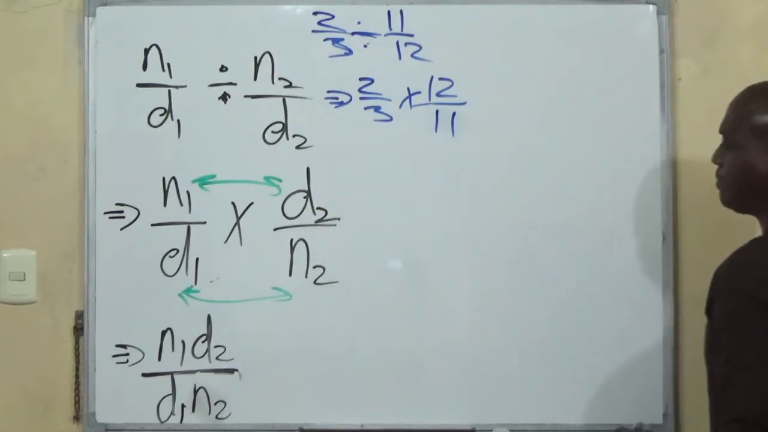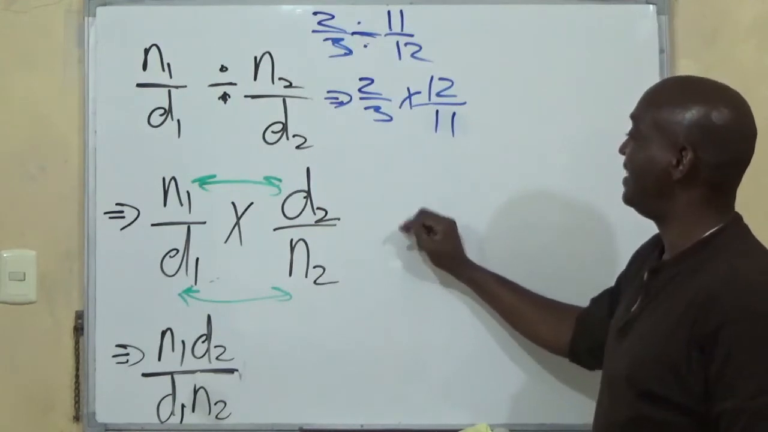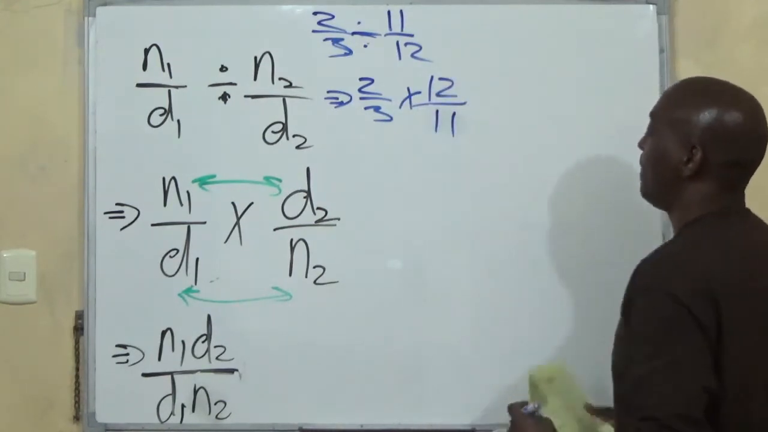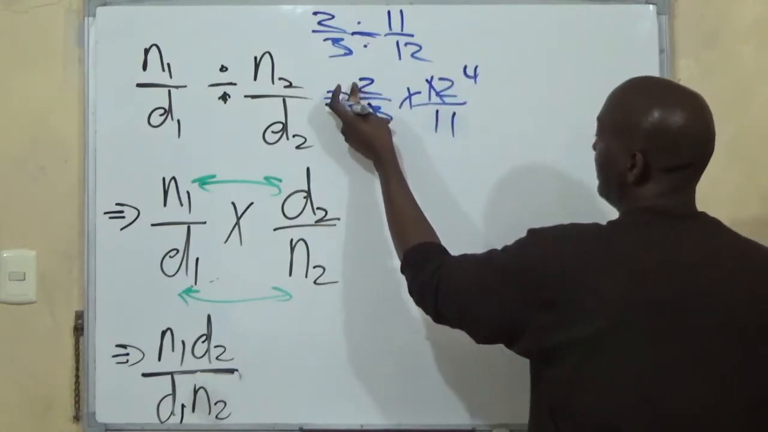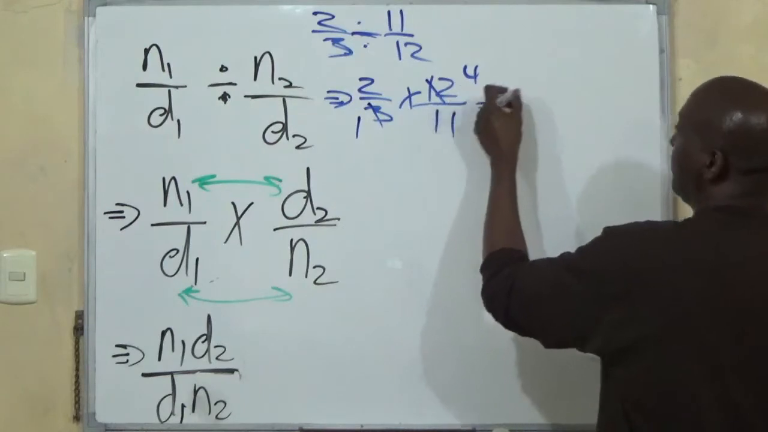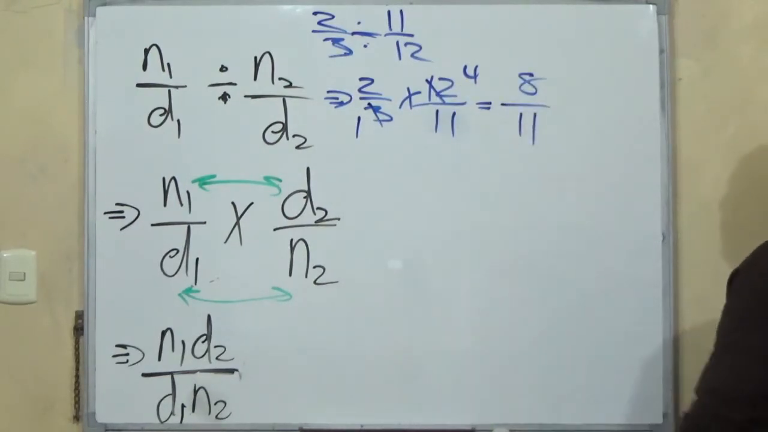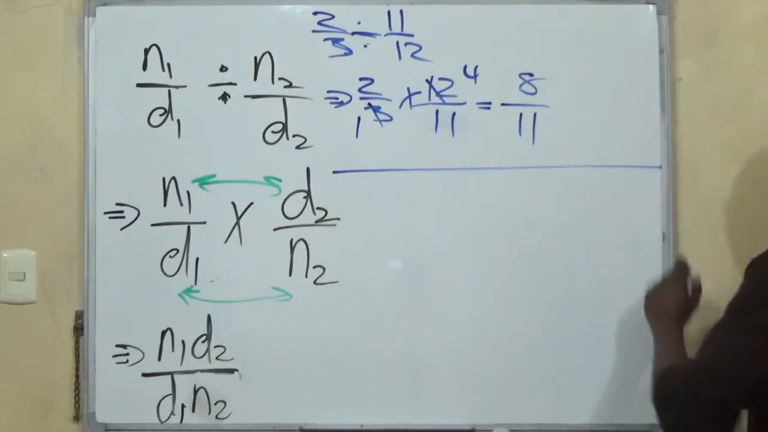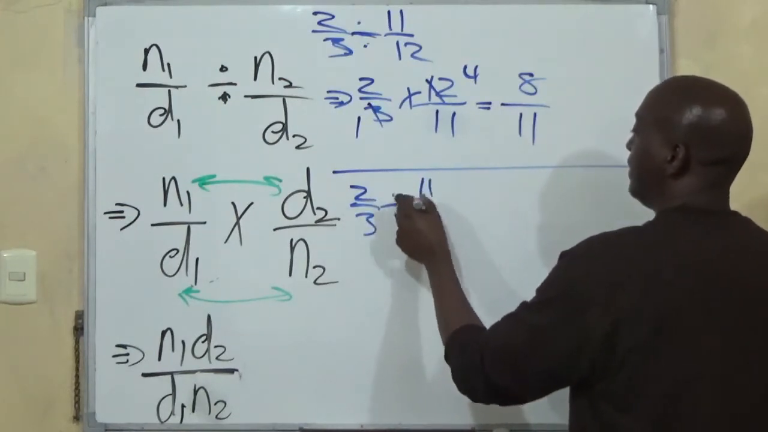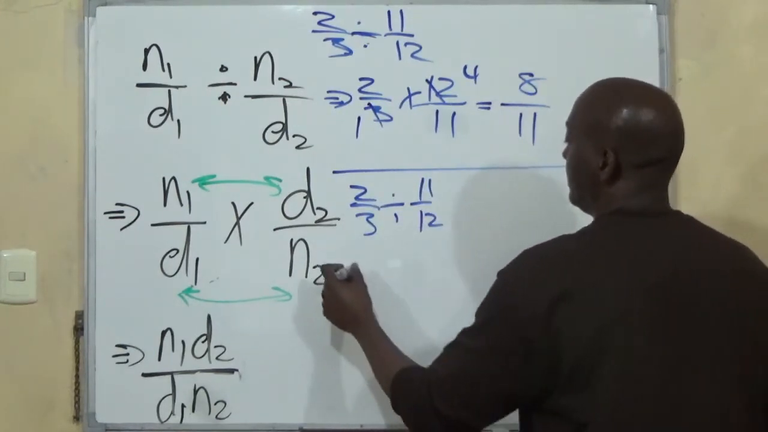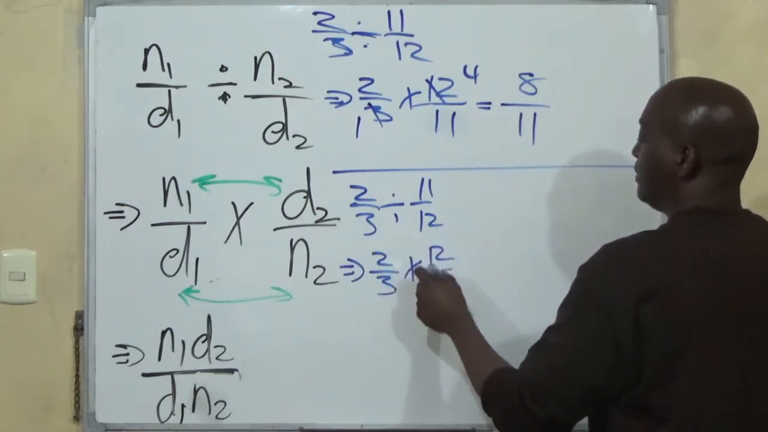And of course, you identify 3 as the common factor. 3 into 3, 1. 3 into 12, 4. Now we multiply the numerators. 2 by 4 is 8, and 1 by 11 is 11. You can do that, or you can say 2 over 3 divided by 11 over 12 is the same thing as 2 over 3 multiplied by 12 over 11.